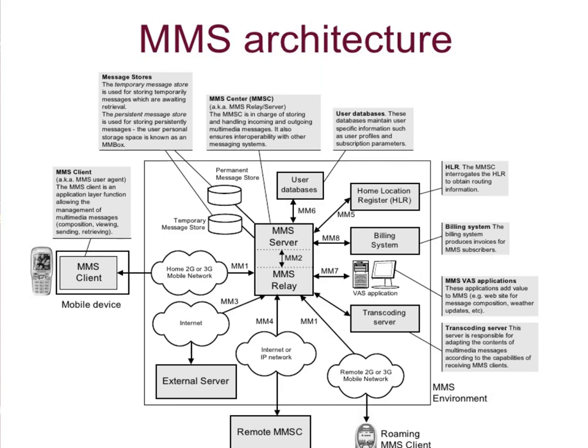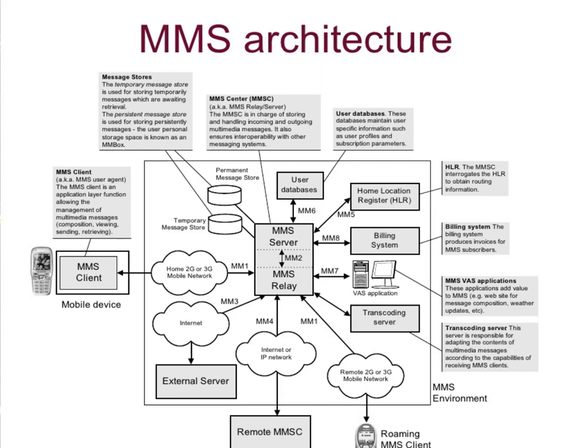A mobile device is there, called the mobile MMS client. The MMS client is an application layer function allowing management of multimedia composition, viewing, sending, and retrieving information. Then there is a global network, either home, 2G or 3G network. External servers are there. Remote MMSC is given. MMSC is your Multimedia Messaging Switching Center, just like your GSM MSC. They are in charge of storing and handling the incoming and outgoing multimedia messages.